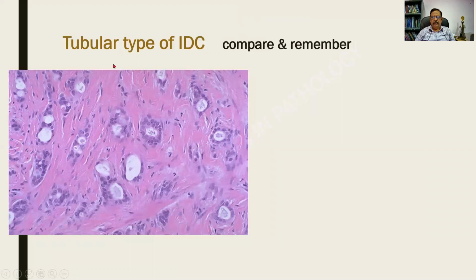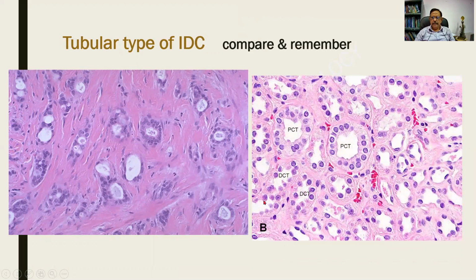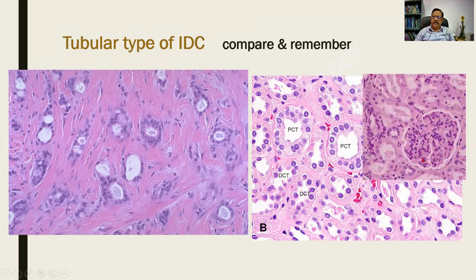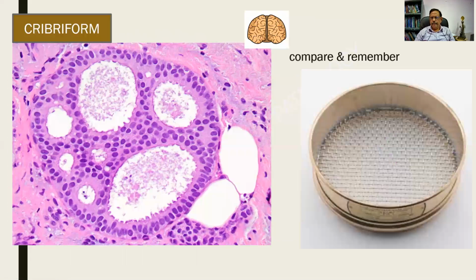Tubular type is another variant, which means you find all the tumor cells are distributed in the form of tubules or glands, and there is a pinkish stroma which they are infiltrating. Tubular carcinoma. If you cannot remember this, just see this picture. So, where do you get all this? PCT, DCT, proximal convoluted tubules, distal convoluted tubules. This is just to show the tubular structure. Compare and remember. If you still can't remember, this is a kidney, where you get the tubules, exactly the same picture is there. So, there is a tubular carcinoma. Another picture of a cribriform pattern, compare and remember.